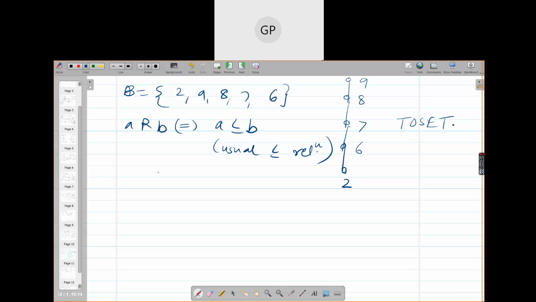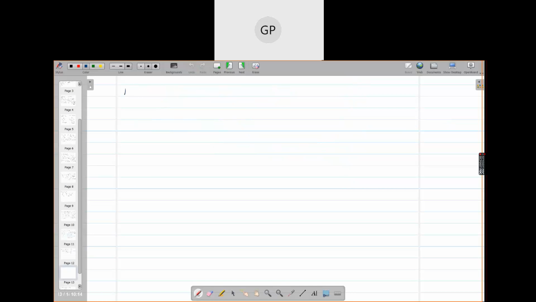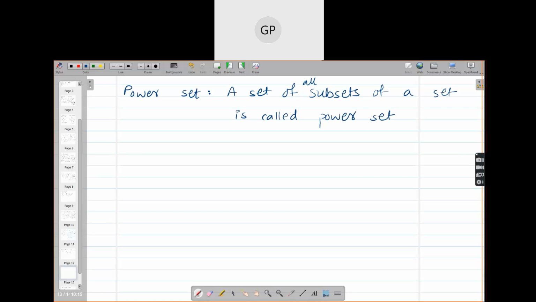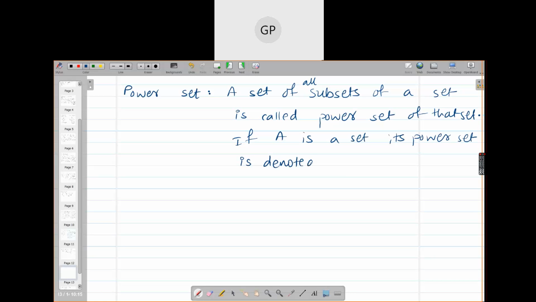Okay, now we are defining a very special relation, the power set one. We have seen the power set: a set of all subsets of a set is called power set, or a collection of all subsets of a set is called the power set of that set. Okay, so if A is a set, its power set is denoted by P of A. Okay, for example, we saw this concept, girls, do you remember?